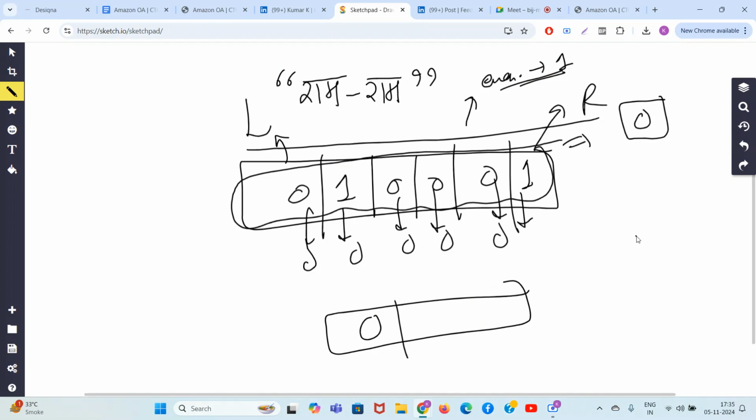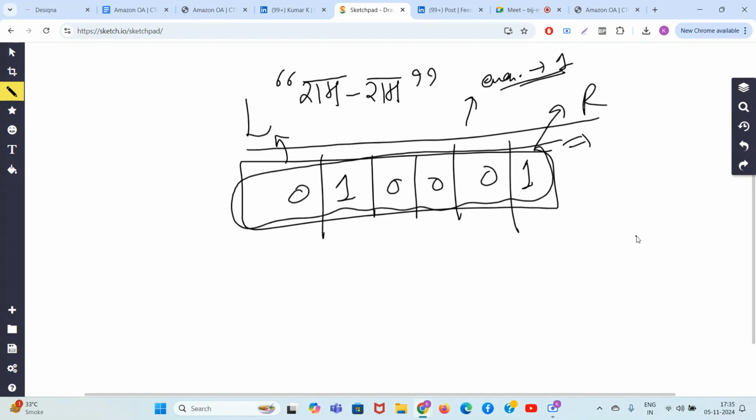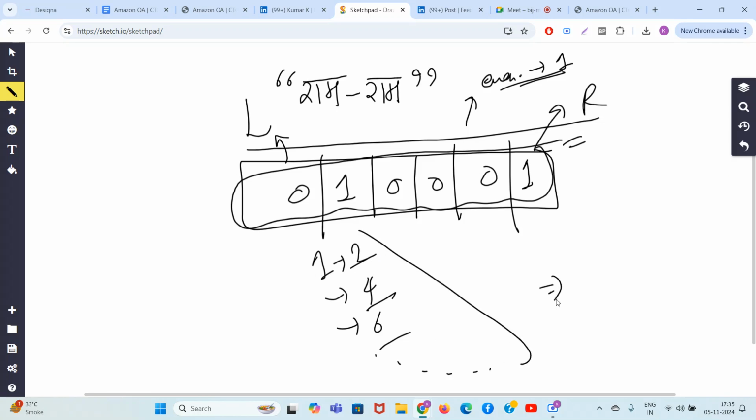But if there is an even occurrence of one, meaning one appears in the array two times, or four times, or six times, one is coming for even times, 2 times, 4 times, or 6 times like this, then the answer is 1. You need to do one operation, which is selecting the whole array. Okay.